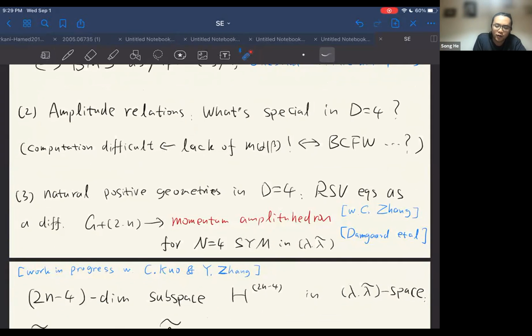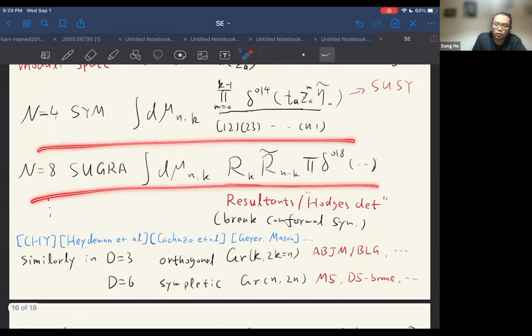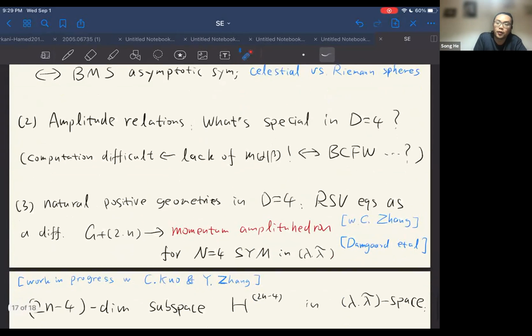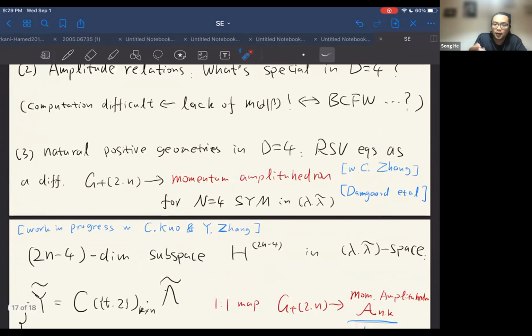But in 4 dimensions, we know we can also compute this amplitude using BCFW recursion, using spinor helicity and so on. And it's not obvious to me at all that these formulas help us to do computation in 4 dimensions. I mean, for the super Yang-Mills case, there's some relation, but for gravity and so on, this is all an open question, I think.